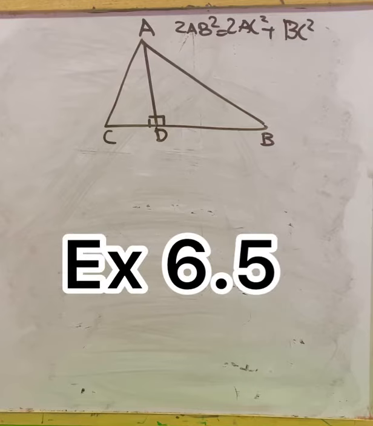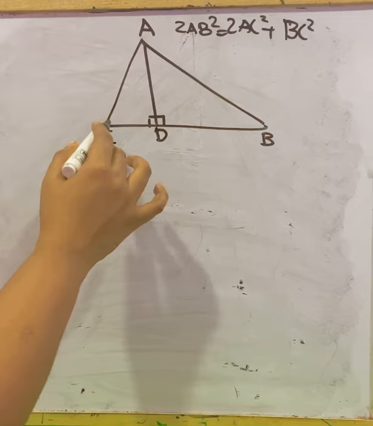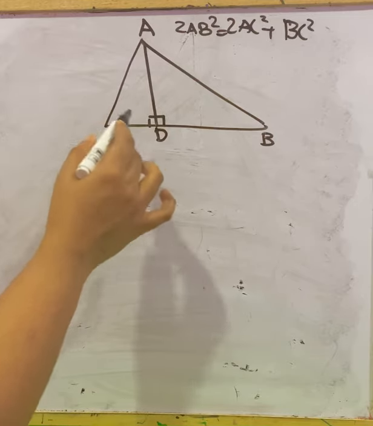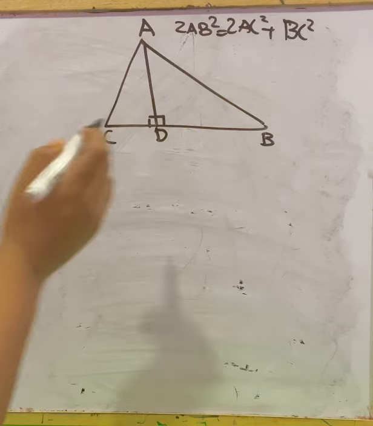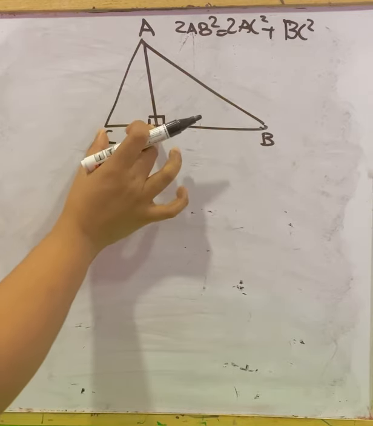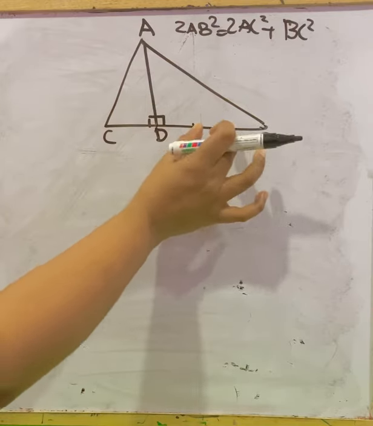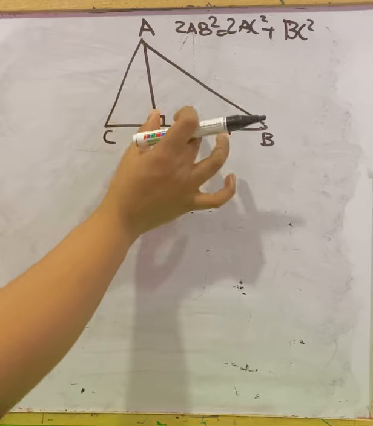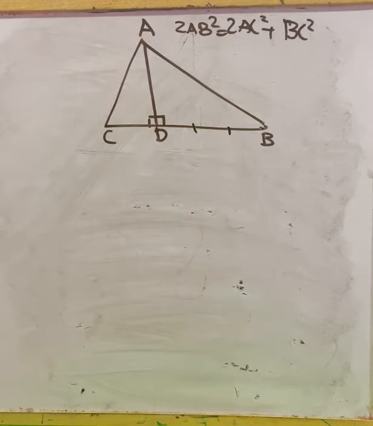Namaste. Today we will do the remaining questions from exercise 6.5. 14th question: The perpendicular from A on side BC of a triangle ABC intersects BC at D such that DB equals 3CD. That is, this length is 3CD. We have three parts here and each part is equal to CD. So, DB equals 3CD. Prove that 2AB square equals 2AC square plus BC square.